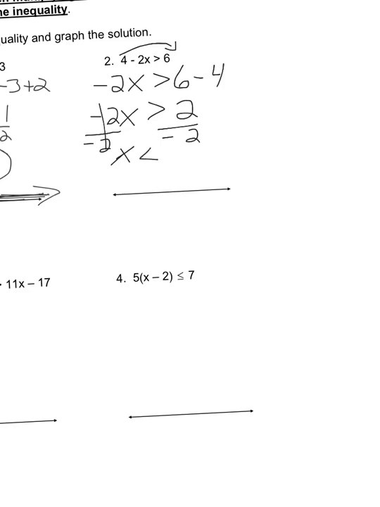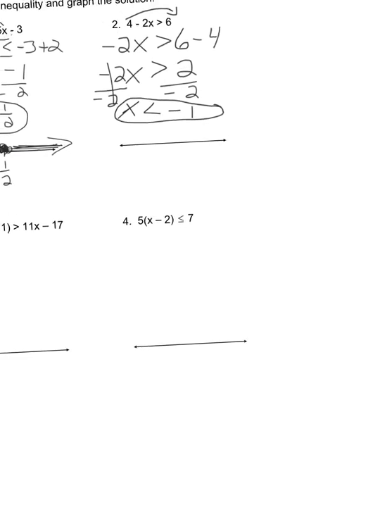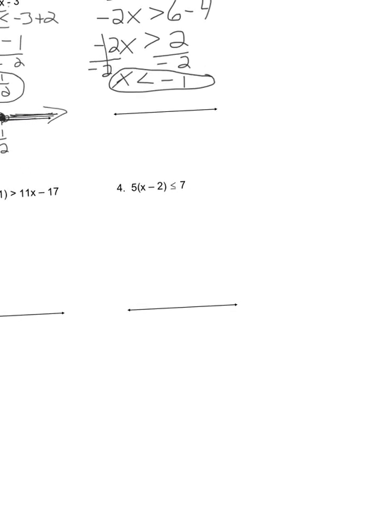2 over negative 2 reduces to what? What is 2 divided by negative 2? Negative 1. Box it. Circle it. Whatever. Okay. Put it on the number line. 0 is here. So negative 1 would be on which side of 0? The left. So I throw it over here. Negative 1. Is that going to be an open or a closed circle?